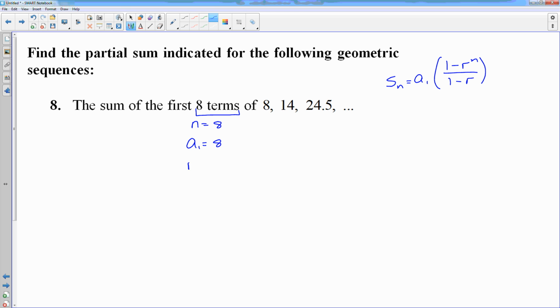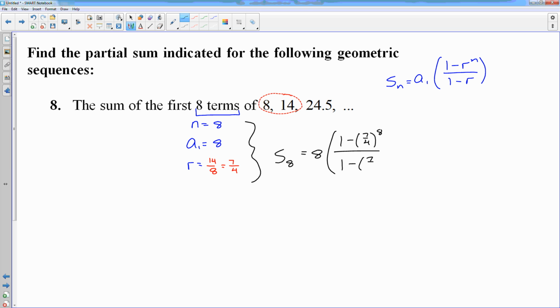And my ratio, we need to find the ratio, and we get the ratio by dividing any two consecutive terms. So my ratio is going to be 14 divided by 8, which reduces to 7 over 4. So there's my ratio. Then we simply take all of that and plug it into the formula. The sum of my first 8 terms is going to be my first term times 1 minus my ratio, which is 7/4, all to the n power, but n is 8. We're looking for the 8th partial sum over 1 minus my ratio.